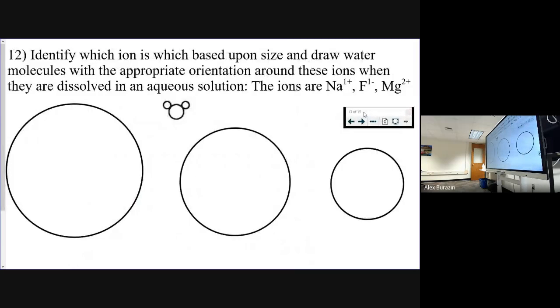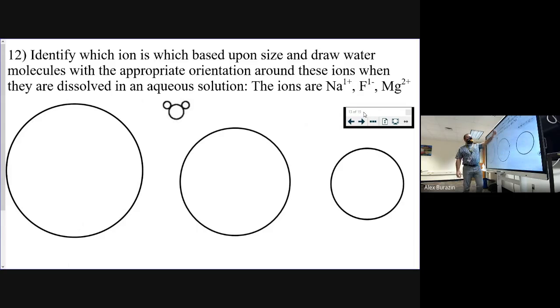Okay, so this one's kind of a two-part situation. The first part is kind of review from old units. First part is, hey, can you identify which circle represents which ion? And then the second part of this is actually related to unit 3, which is if I were to dissolve these ions in water, how would the water molecules orient themselves after these have dissolved? Okay, so let's do the first part.